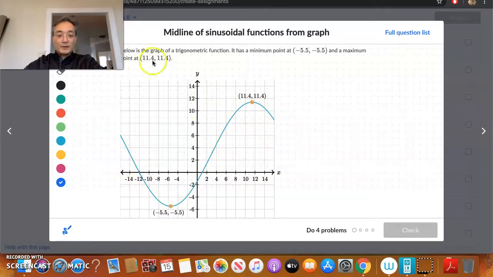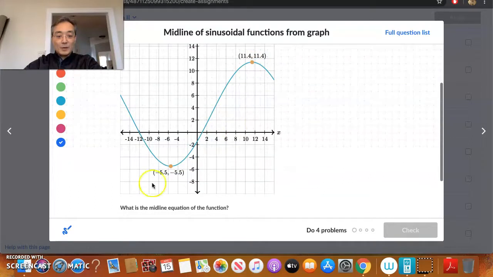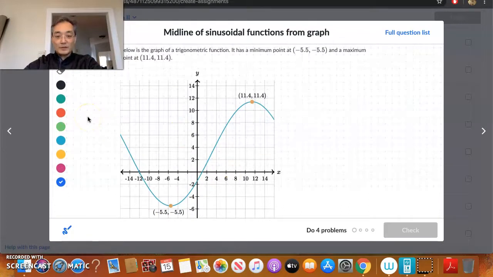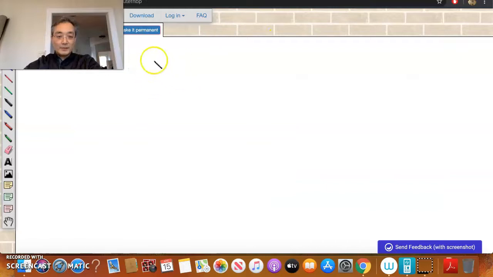All right, so here in this graph, below is the graph of a trigonometric function. It has a minimum point at negative 5.5, comma negative 5.5, and it has a maximum point at 11.4, comma 11.4. The question it asks is, what is the midline equation of the function? Okay, so first we have to know what the definition of a midline is. The definition of a midline goes like this.